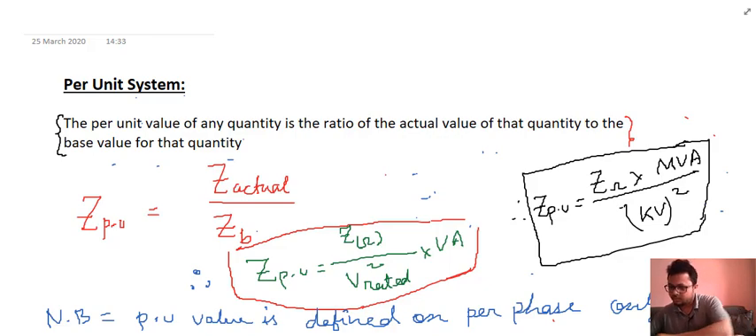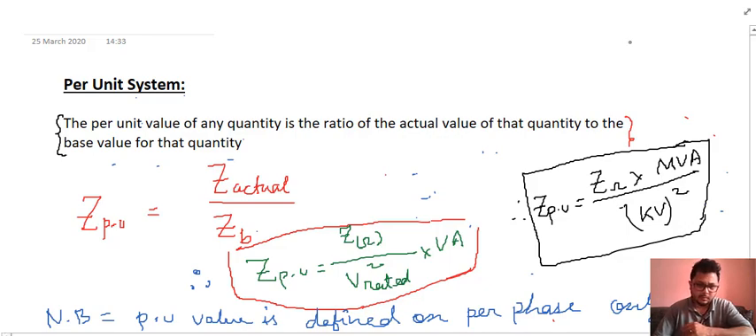Alright, now this is the per unit value in terms of single phase. Now, based on the type of connection, how do you represent the values? Let us study that.